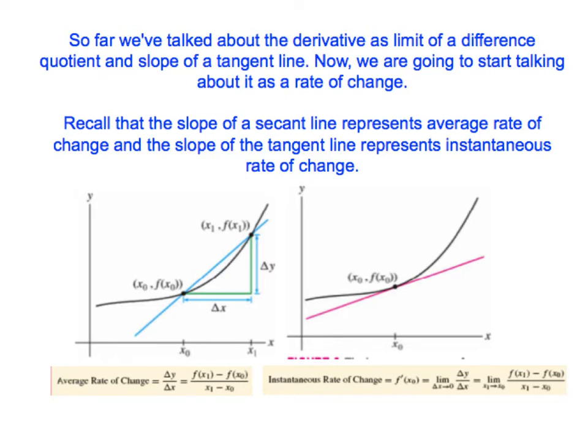But now, in Chapter 3, an instantaneous rate of change is exactly equal to the derivative at that point, okay, which is equivalent to the limit as delta x approaches 0 of change in y over change in x, or the same thing that we were covering in 3.1, the limit as x1 approaches x0 of f of x1 minus f of x0 over x1 minus x0.